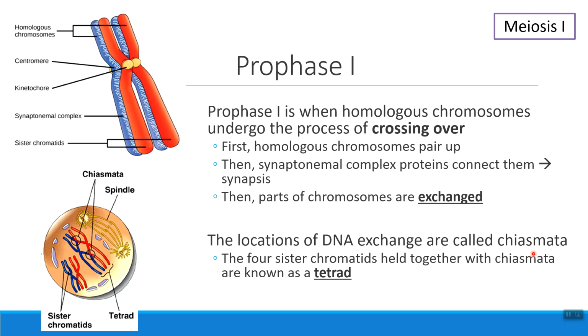To make sure that this exchange is complete, that the information is fully transferred, we build these structures called tetrads. So my groups of chromosomes that are held together because they're sharing information is called a tetrad. And we're holding them together while they do this swap in prophase I.